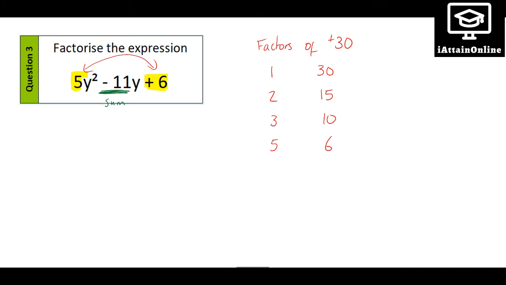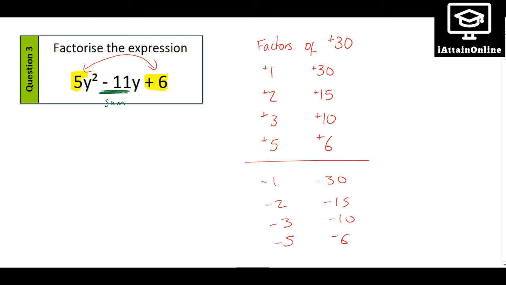So this is where you must remember that to get a positive number, when I multiply two numbers together, either both numbers could be positive numbers, or both numbers could be negative numbers. So same factors, 1 and 30, 2 and 15, 3 and 10, and 5 and 6, but both of those factors would give me a positive. If they were both negative, my answer when I multiplied them together would be a positive.